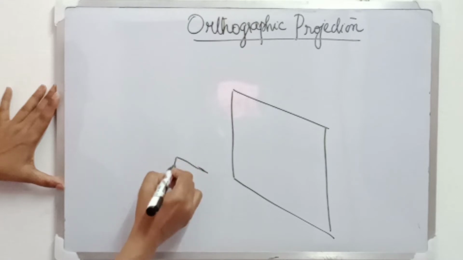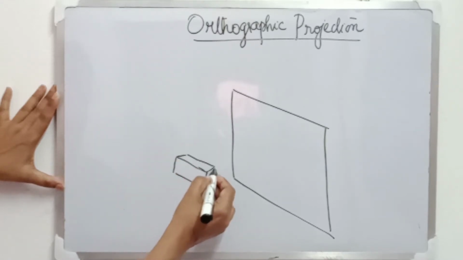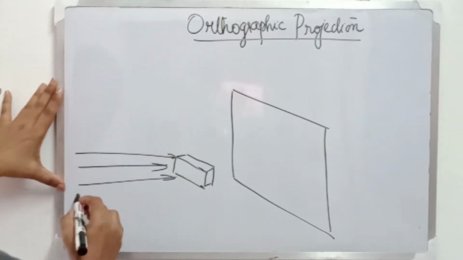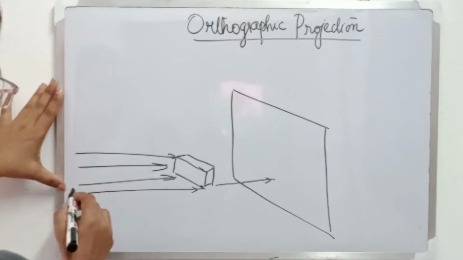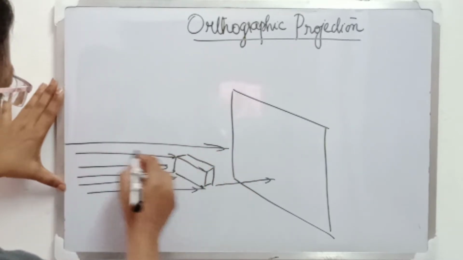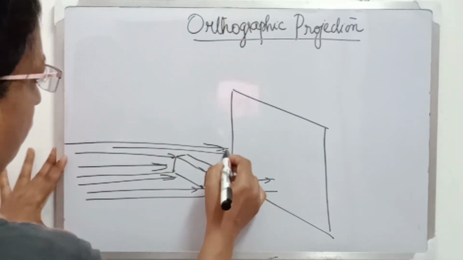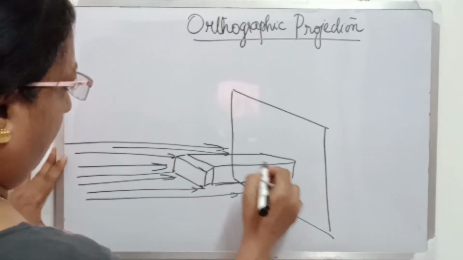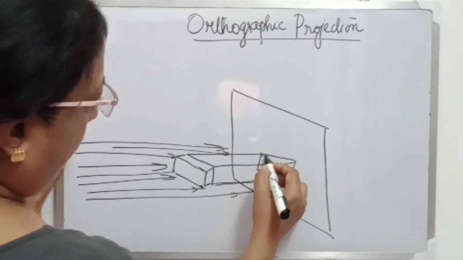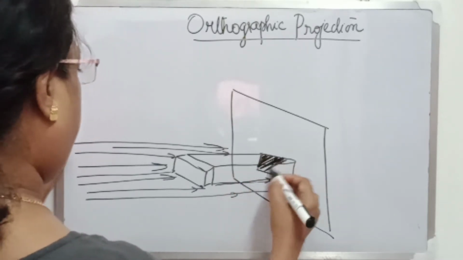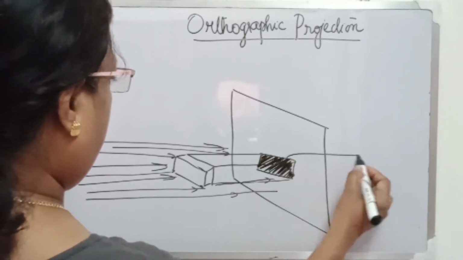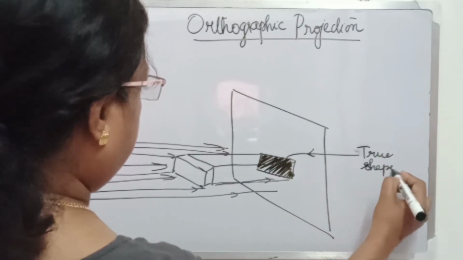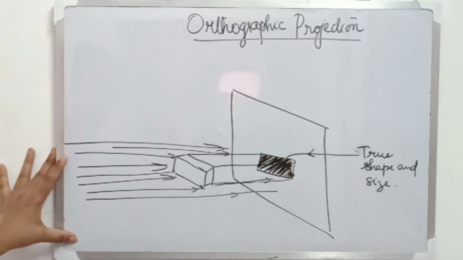So that is where the orthographic projection comes into the picture. So let us now see what an orthographic projection is. Here also I have drawn an object and a screen and light rays from some distant light source. Here also the light rays past the object are creating an image or shadow on the screen. But you can see that the image is of the true shape and size of that of the object.